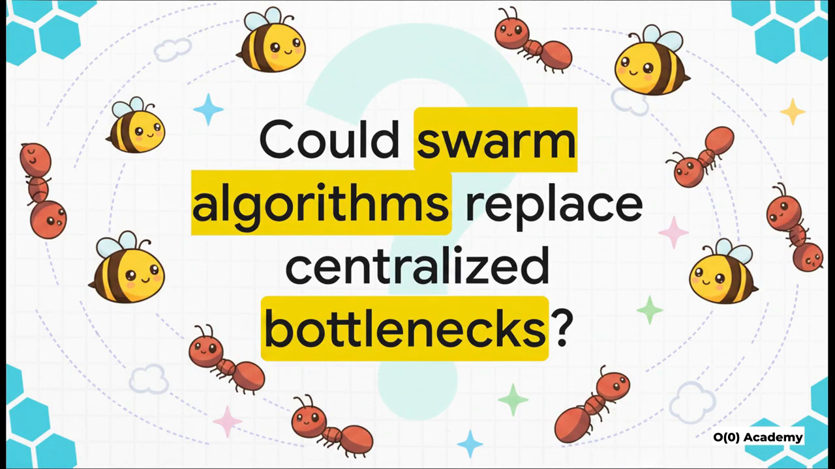So I want to leave you with this provocative thought. Take a hard look at your own architectures. Think about your dynamic, resource-constrained environments. Where could decentralized swarm algorithms, this literal brain of brains, replace the centralized bottlenecks in your tech stack? Could a digital ant colony or a swarm of bees be the exact optimization your next big project actually needs?